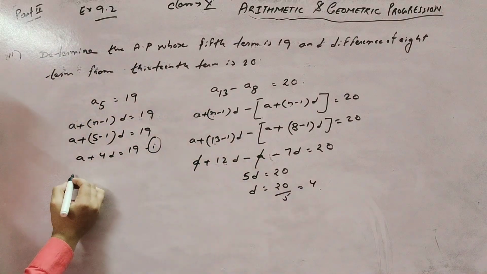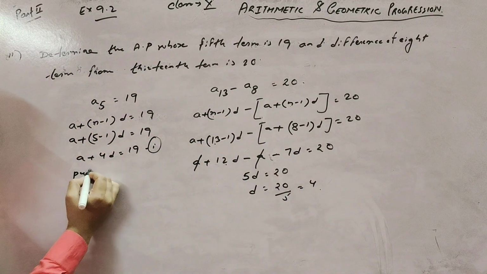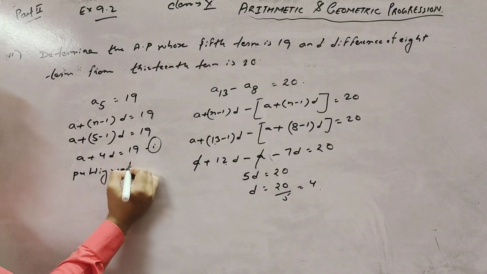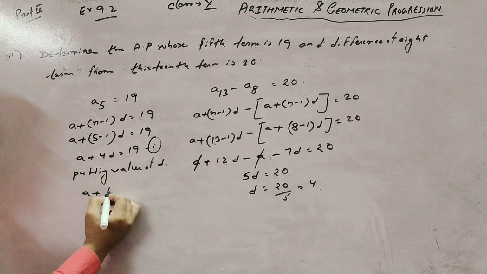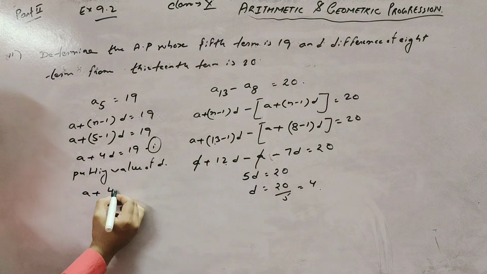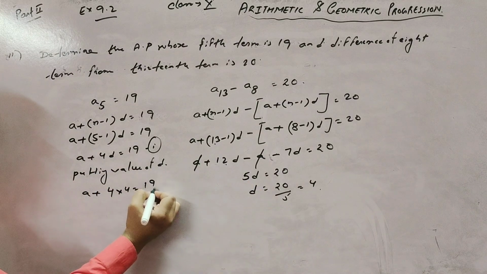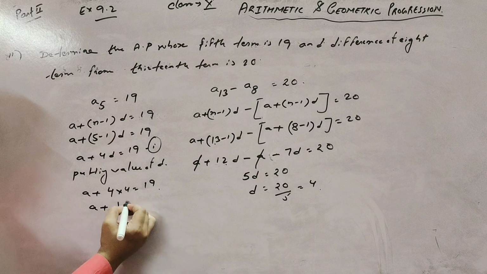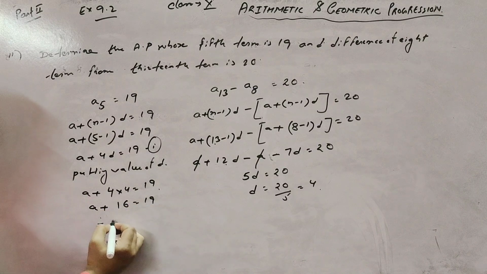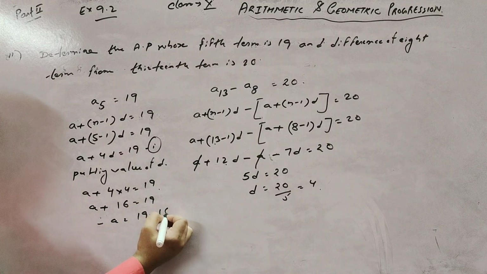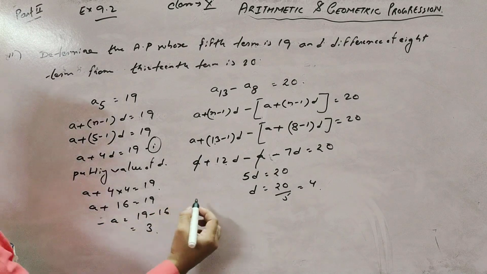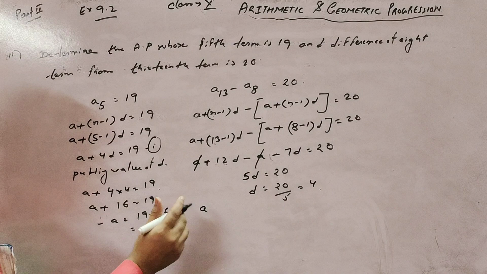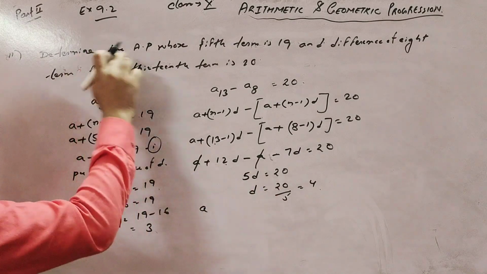Okay, so putting the value of D, so A plus 4, in place of D we write 4, equals 19. So A plus 16 equals 19. Therefore A equals 19 minus 16, that is 3. Okay, so we get the first term, that is A, and the difference is 4, then determine the AP.